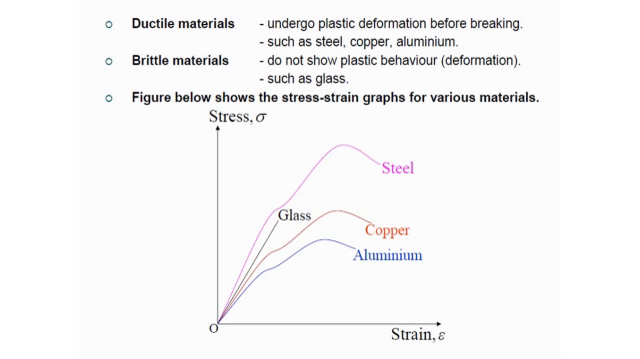For ductile material and brittle material, this is the stress strain relationship graph. What will happen with the ductile material? Ductile materials undergo plastic deformation before breaking. Plastic deformation means it will not come back to its original point. Examples are steel, copper, and aluminum, which show plastic deformation in the graph. Brittle material doesn't show plastic deformation, for example glass. It will directly break. Clear?